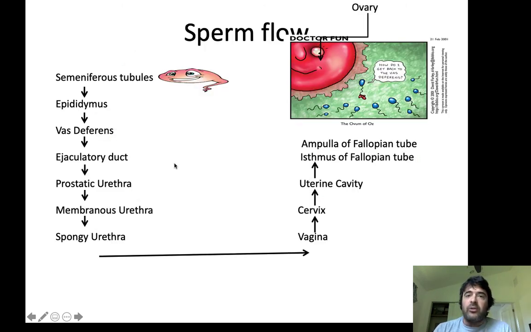So when you think about sperm flow from beginning to end, sperm is made in the seminiferous tubules. It matures. It's stored and matured in the epididymis, to the vas deferens, to the ejaculatory duct, which runs through the prostate gland, to the prostatic urethra, membranous urethra, spongy urethra, out the tip, right, to the vaginal canal, up through the vaginal canal, through the cervical os, into the uterine cavity, and into the fallopian tube where fertilization takes place. That is a long distance for a sperm to travel.